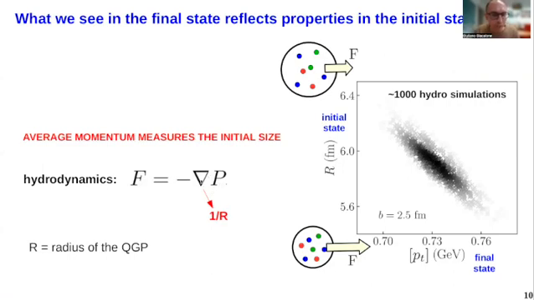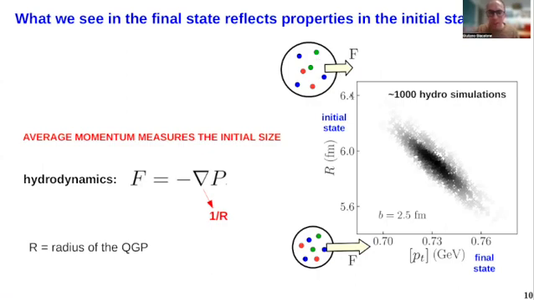And pressure gradients are things that, by dimensional analysis, scale like inverse sizes. Which means that if you take two systems of different size, like these two, then one will experience a stronger gradient because it's smaller than the other one, which has a weaker gradient because it has a larger size.